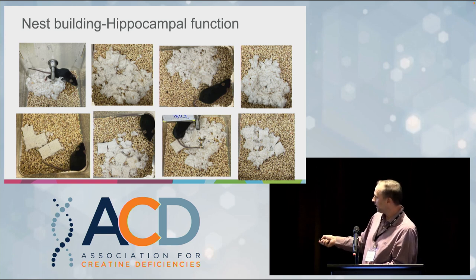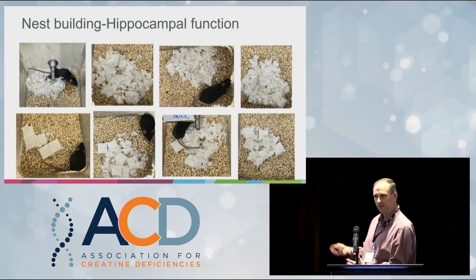So you can see good nest building in the wild type mice here, where they've shredded most of the nestlet, a little bit there, and made basically a little cone that they can sleep in. Now, there's a scoring system that we use for this, but I didn't want to present another bar graph, so I showed you the pictures instead because I think they do this effect justice.